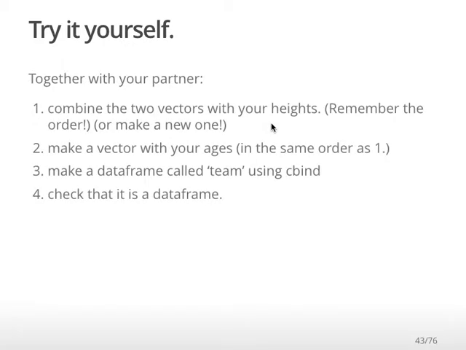Now you're going to try it yourself together with your partner. So again, work in pairs. Combine the two vectors with your heights. Remember the order in which you put them in, who goes first, and then make a new vector with your ages. Then I'd like you to do, like I did, make a data frame with your team using cbind, and check that it's a data frame. That matrix or data frame will have 4 elements: 2 people's ages and 2 people's heights. Do you sort of understand what I'm expecting you to do?